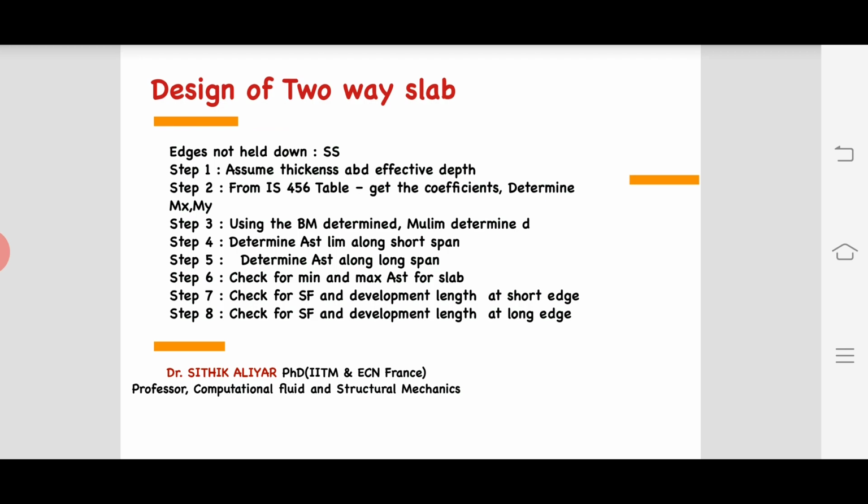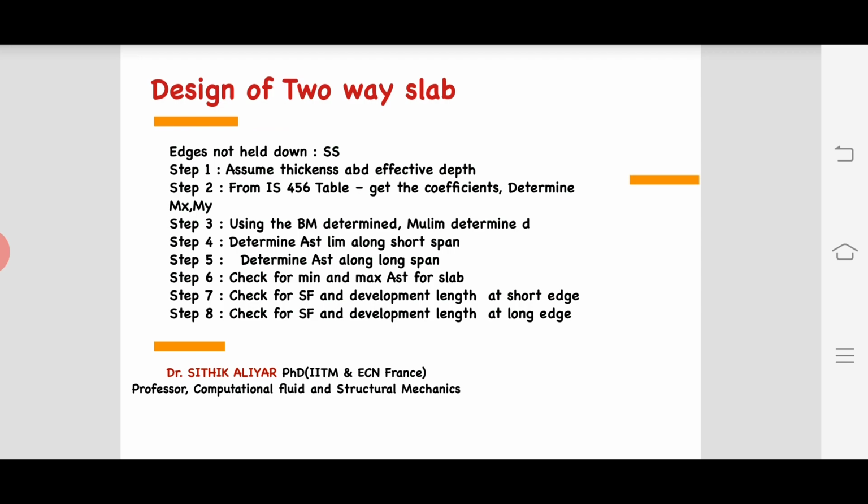This case I have given for simply supported. Step one, you will assume the thickness, meaning the depth. Assume the thickness and effective depth. From IS 456, as I told you, you get the coefficients. If you know the depth only, you can proceed to the next step. So assume that and get the Mx and My values expected. Then using the bending moment formula, the bending moment is determined.